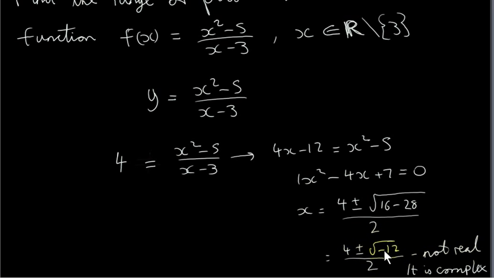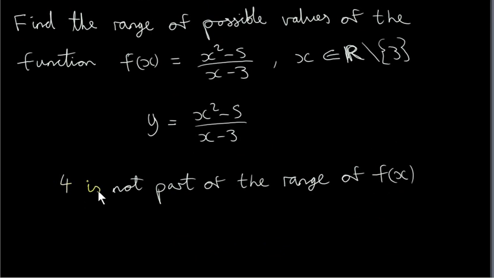As a matter of fact, this is a complex number. Well, we have two complex numbers actually. One complex number is 4 plus root minus 12 over 2, and the other one is 4 minus root minus 12, all divided by 2. So that tells us that 4 is not part of the range of the function f of x, this function. As a matter of fact, there is a range of values that are not part of the range of f of x.